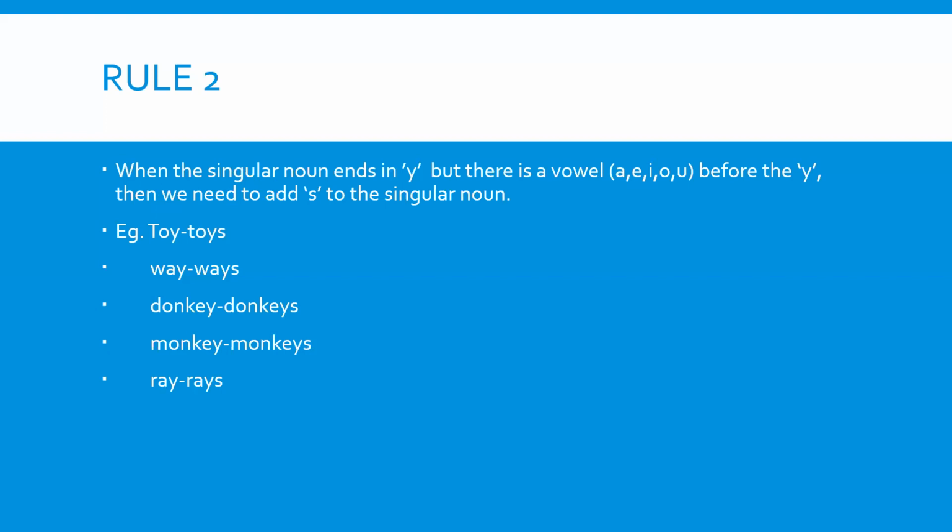Similarly, way, W-A-Y. So there is a vowel before Y, A. Because of that, you add an S, ways. Donkey also has an E before Y. Hence, donkey becomes donkeys. Monkey, monkeys. Ray, rays. Now, what happens if there is a consonant before the Y?